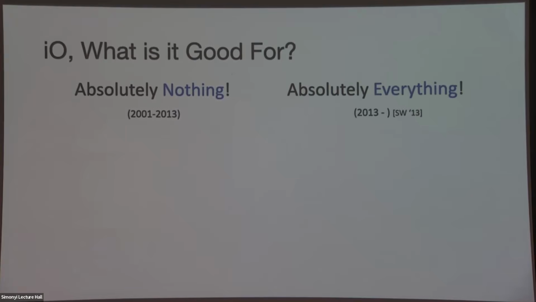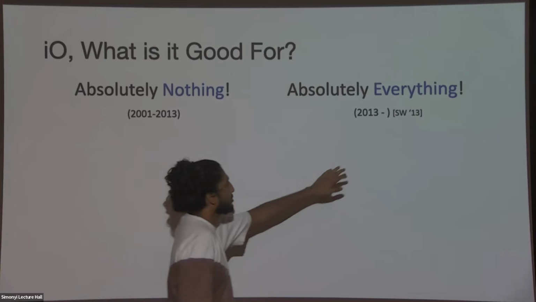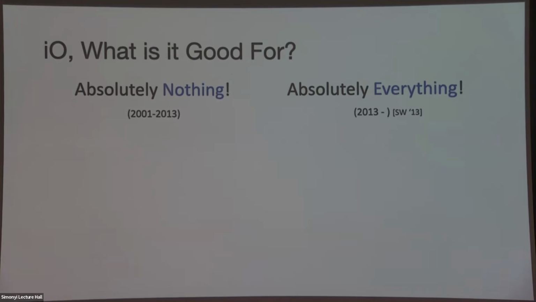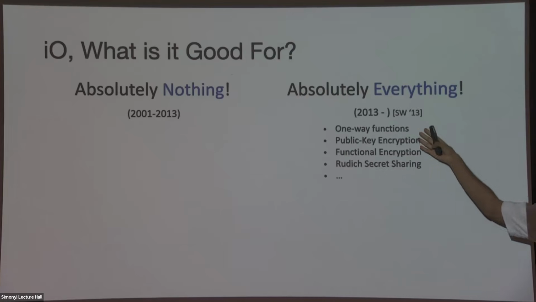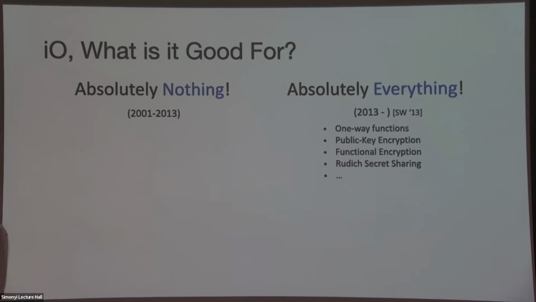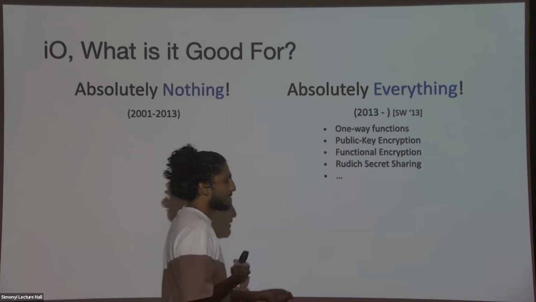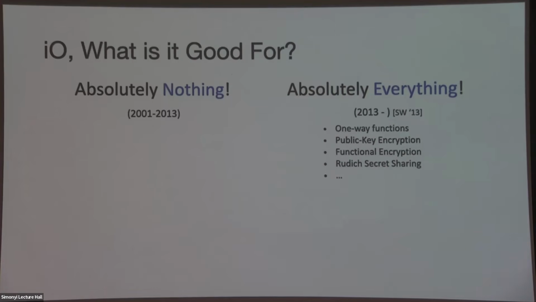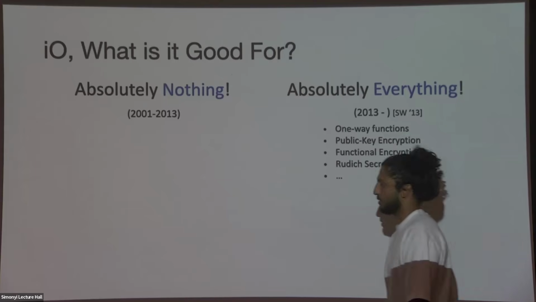And then a phase transition happened in 2013, starting with the work of Sahai and Waters, which said you could use I/O plus some complexity assumptions, which we'll see, to get pretty much everything you want in crypto: one-way functions, public key encryption, functional encryption, things we didn't even know how to construct from any assumption before. People even started calling I/O cryptographically complete. It seemed like any functionality you want, you could get from I/O plus some minimal other assumptions.